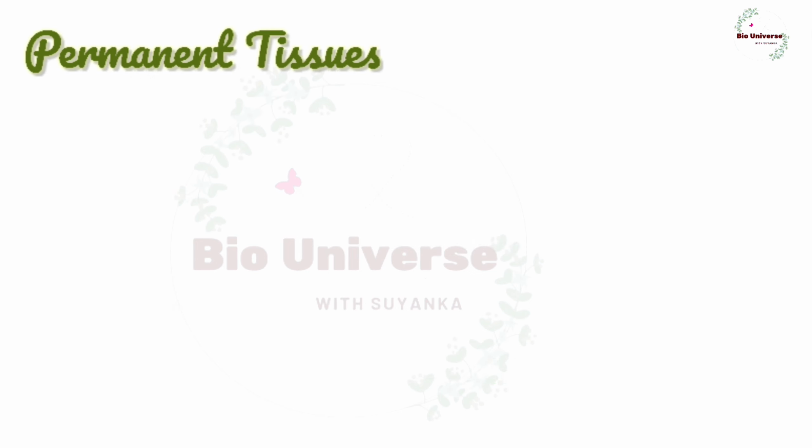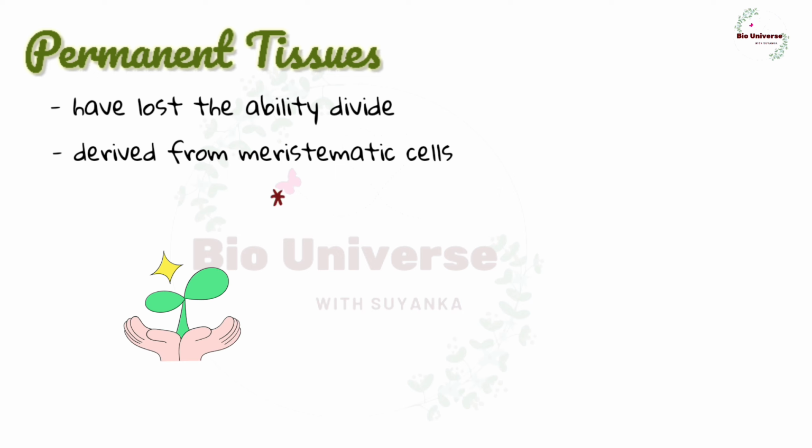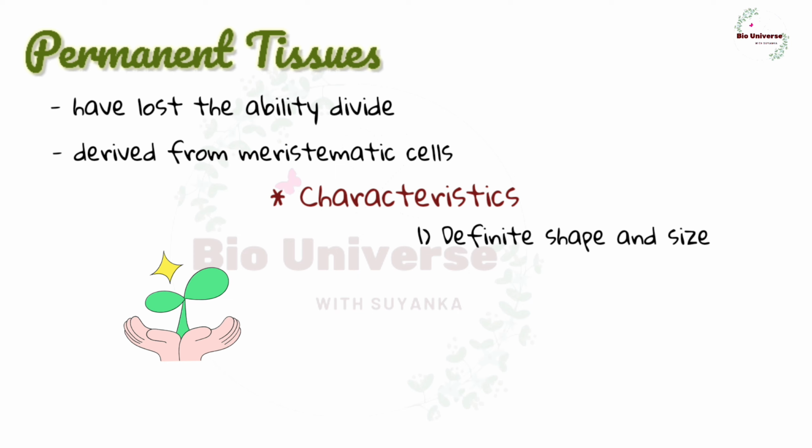Permanent tissues. Permanent tissues are plant tissues where the cells have lost the ability to divide and have assumed the permanent shape, size and function. They are derived from meristematic cells. The process of taking up a definite shape, size, structure and function is called differentiation. Characteristics of permanent tissue. The cells have attained a definite shape and size which do not alter afterwards. Permanent cells come to have specific functions.